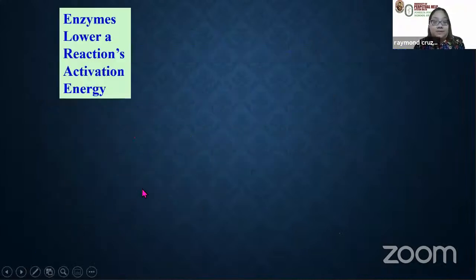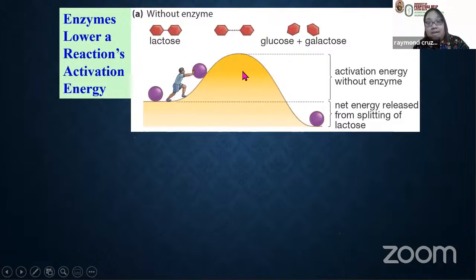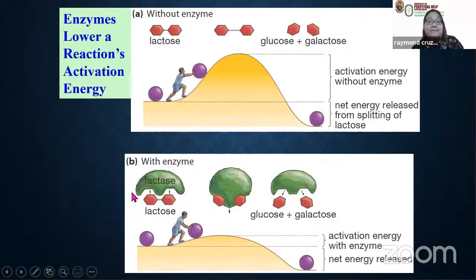Okay, so this is the picture. Enzymes lower a reaction's activation energy. This is the mountain. Without your enzyme, lactose, for it to become glucose and galactose, would need a certain activation energy for the reaction to occur. With your enzyme, lactase, lactose forms an enzyme-substrate complex and releases glucose and galactose, thereby lowering the activation energy and making the reaction easier. So that is how we remember that activation energy is reduced when undergoing enzyme reactions.